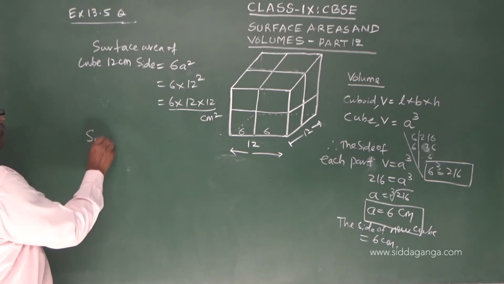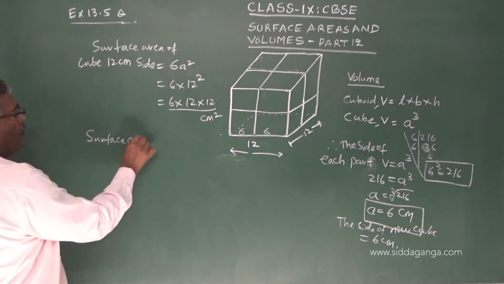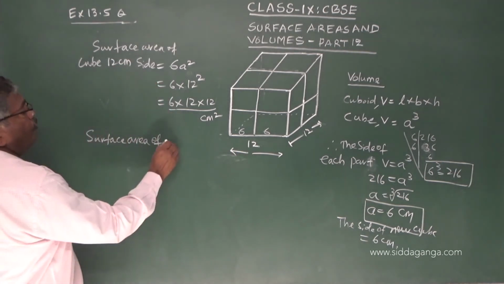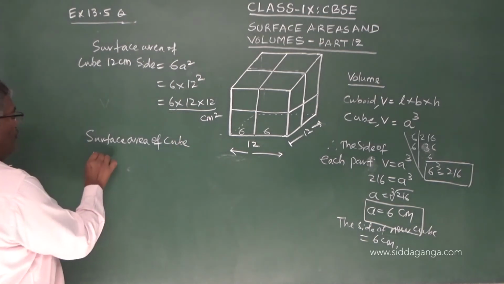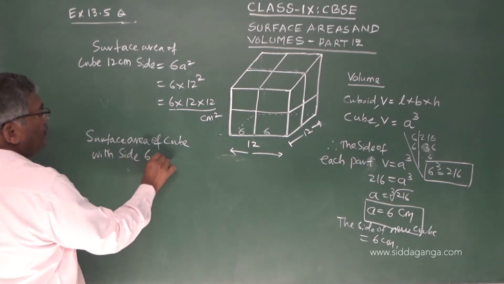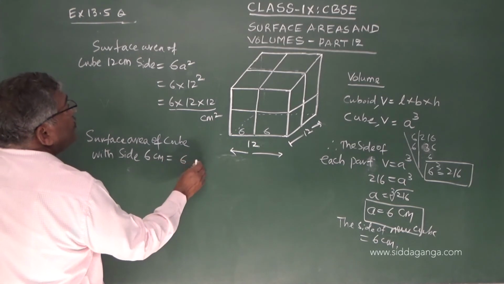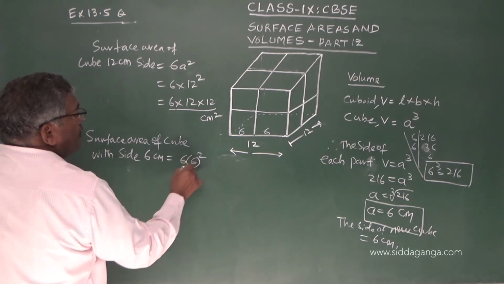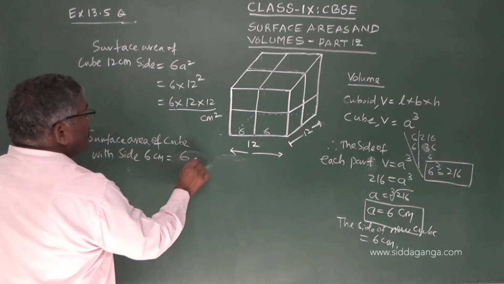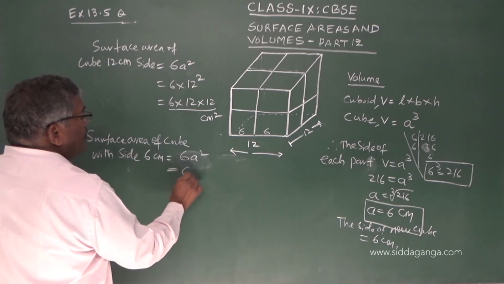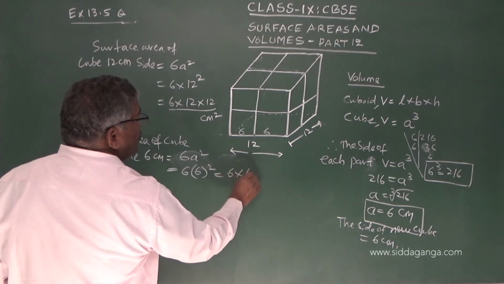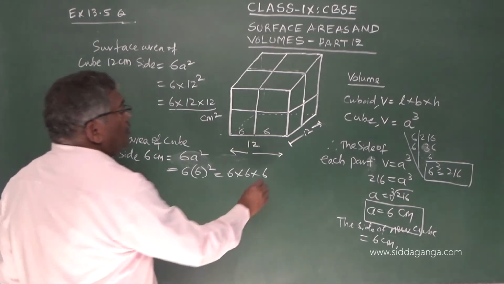Surface area of the smaller cube, cube with side 6 centimeter, equals 6a square. In this case A is 6, so 6 into 6 square. So this equals 6 into 6 square centimeter.